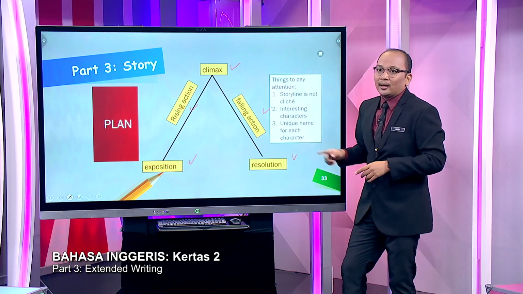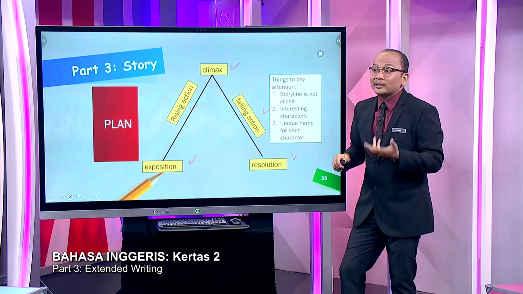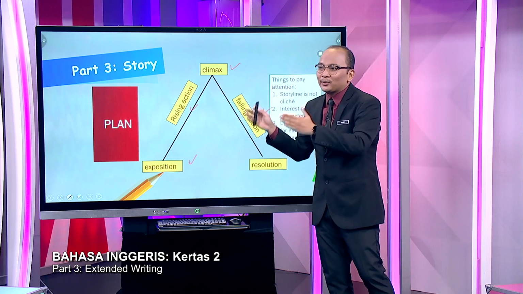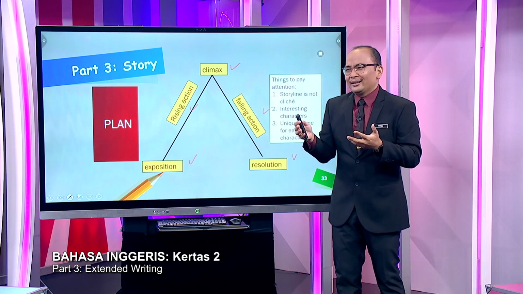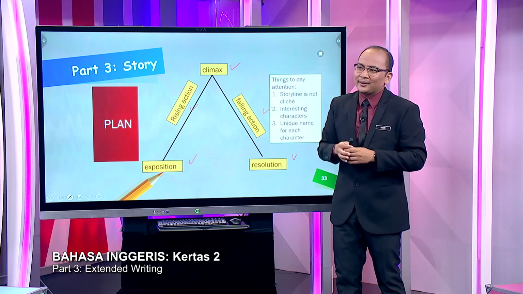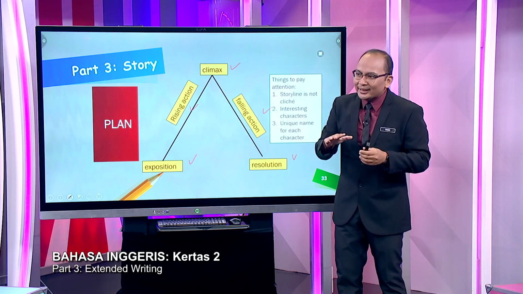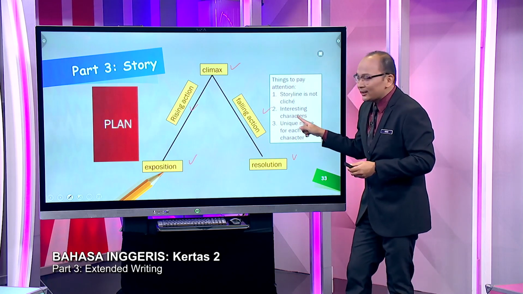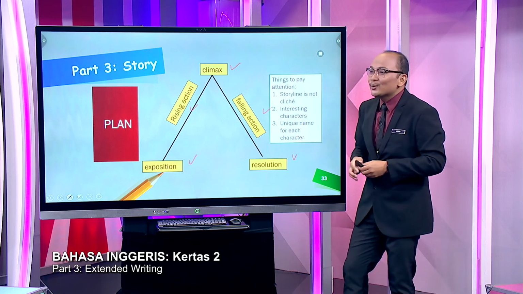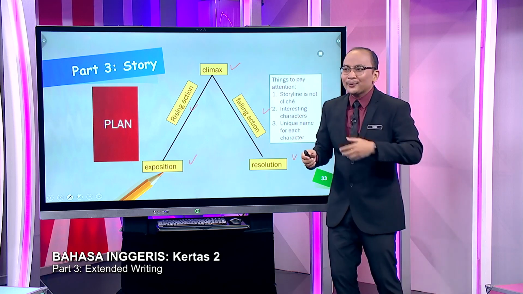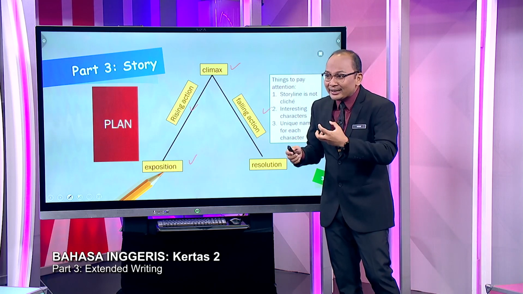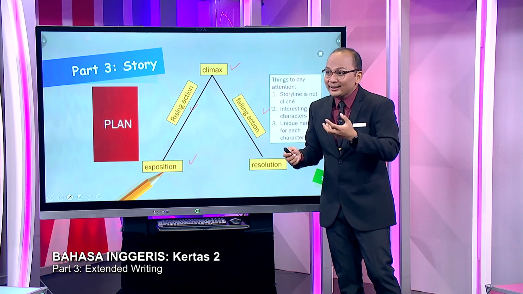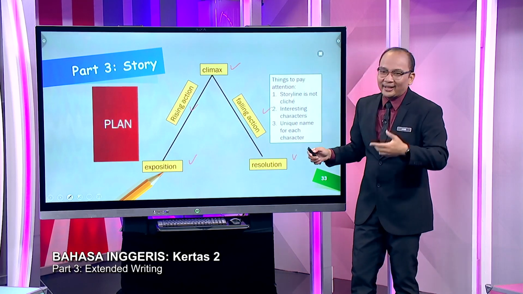Storyline is not cliche, meaning try to be special when you are writing a story, because stories can be the same from one student to another, as they keep repeating the same storyline that they heard or know from the novel that they read. Try to be different. Interesting characters. And also try to put unique, interesting names, because we are letting a person read us. So how to take their attention? Putting unique and interesting names.